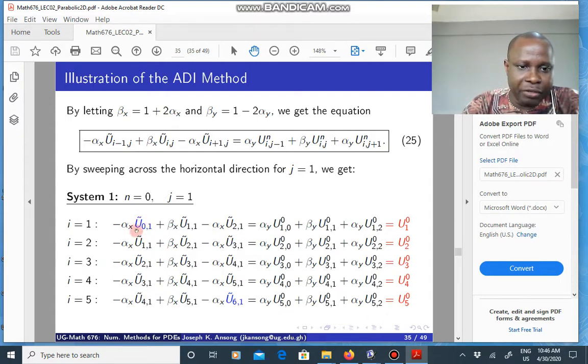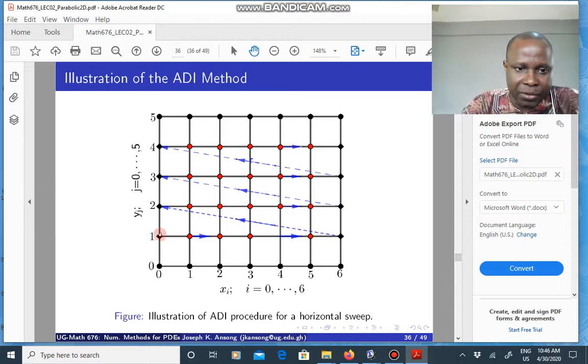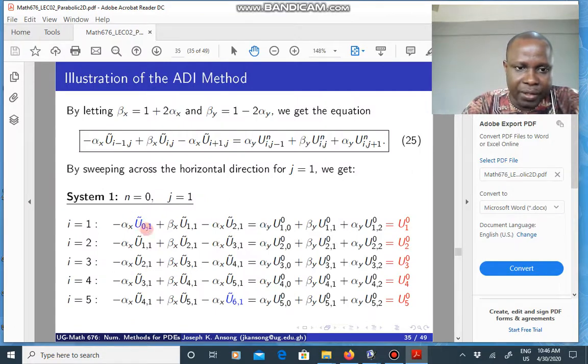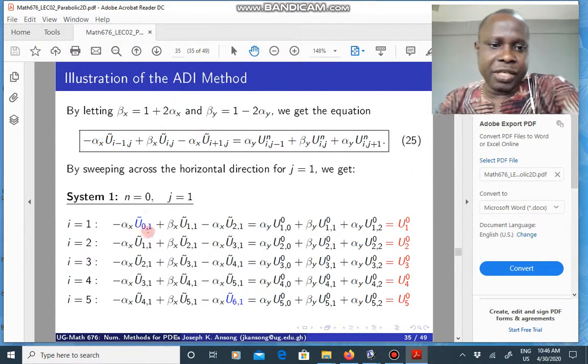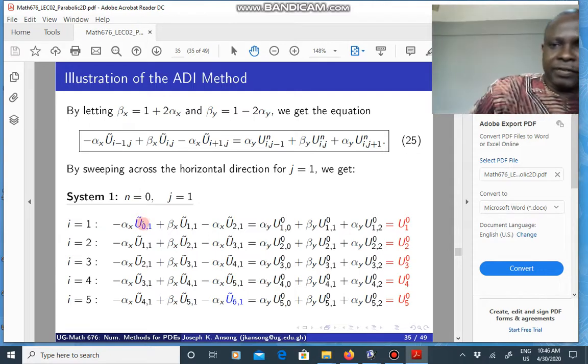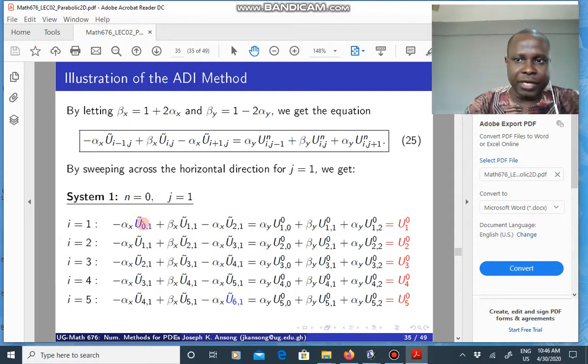The stuff in blue, U tilde at 0, 1 and U tilde at 6, 1, these guys are actually the boundary values for U tilde. So these are the values here and the value there. Those are the blue ones. In the previous lecture we demonstrated how you can get this. If the boundary conditions are not time dependent, are independent of time, then you can just replace this with the value of U itself at the boundary.